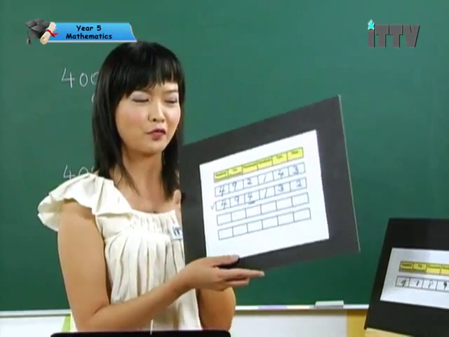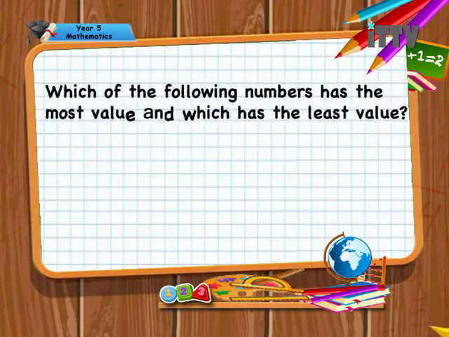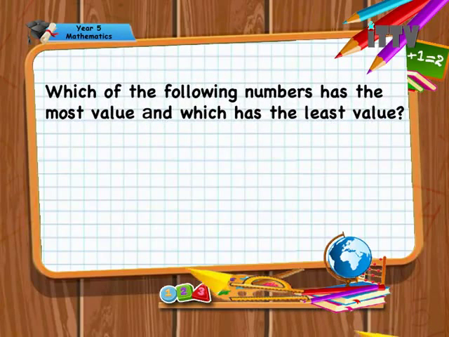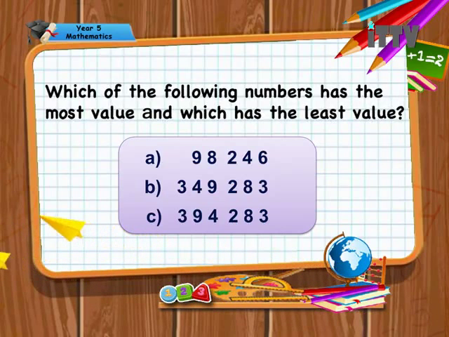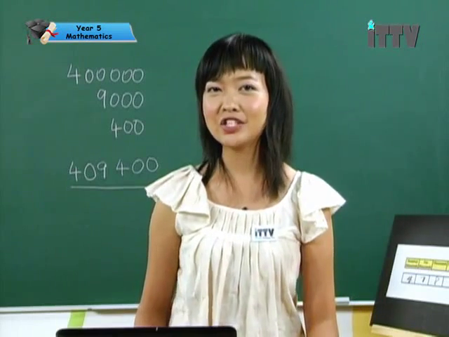This is still pretty simple. I have another question for you. Take a look at this one. Which of the following numbers has the most value and which has the least value? A. 98,246. B. 349,283. C. 394,283. Okay, now we need the place value chart again.